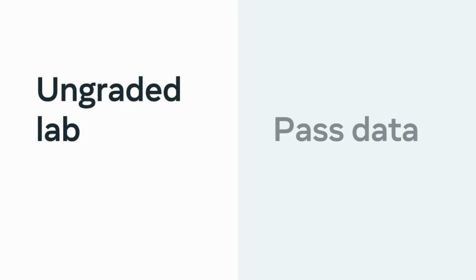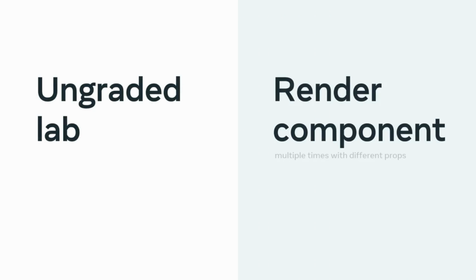The third lesson was about component use and styling. You learned how to pass data from one component to another using properties, and your ability to do so was tested in the ungraded lab. And in the other ungraded lab, you learned how to render one component multiple times using different props. You also learned more about how to use JSX and its embedded expressions and how to style JSX elements in a way that is functional and looks good.